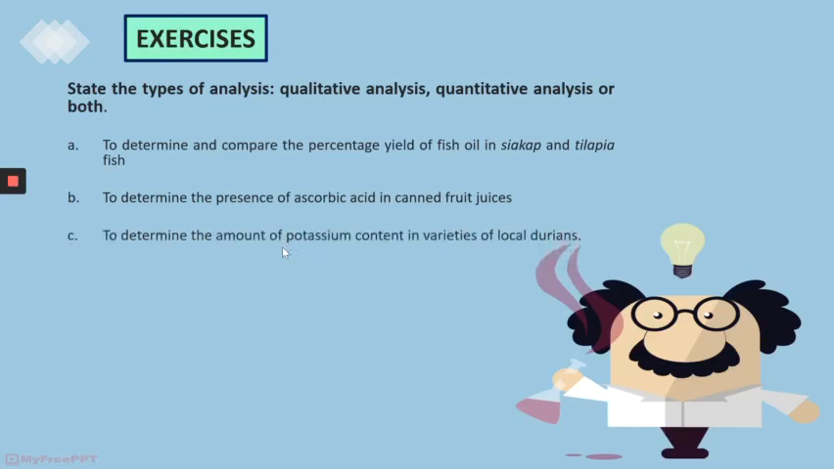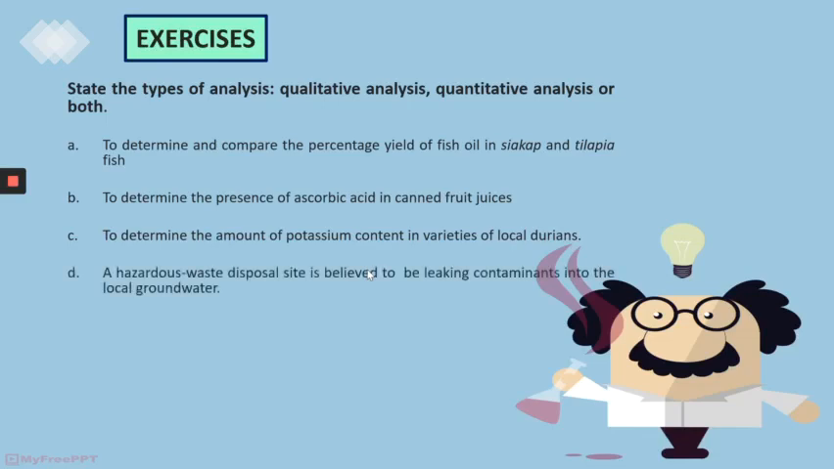C. To determine the amount of potassium content in varieties of local durians. Determine the amount of potassium in varieties of local durian. So varieties of local durian, there are many samples. So they want to know in the local durian, is there any presence or absence of potassium content? And also they want to know the amount. So for C, it is both. Qualitative and quantitative analysis.